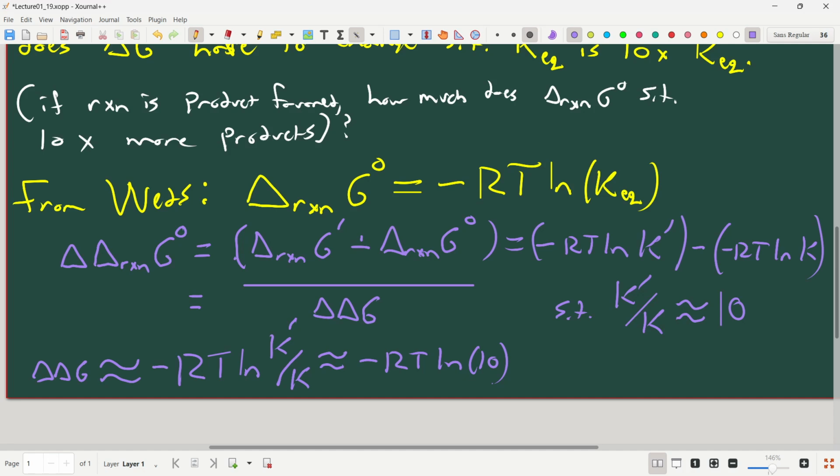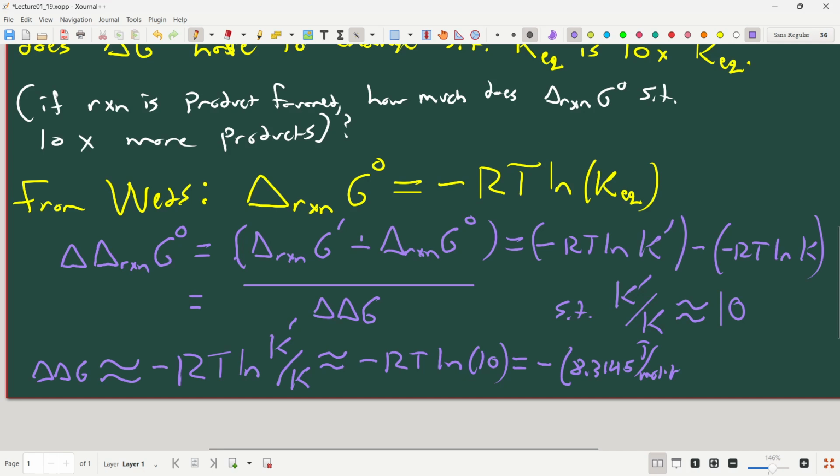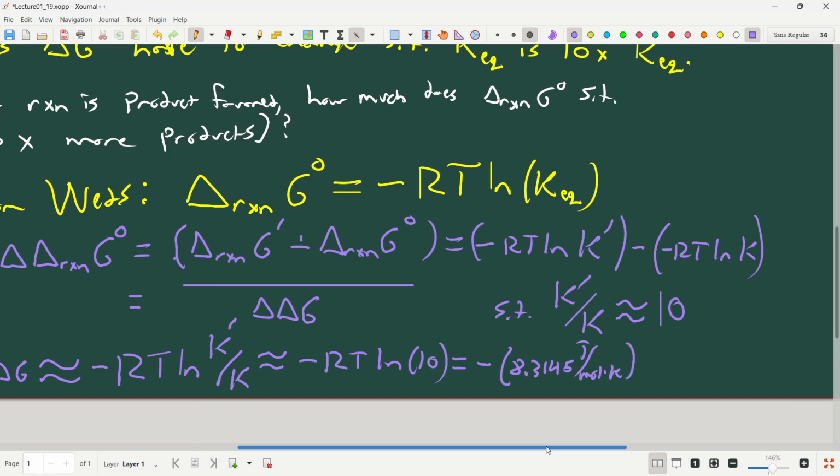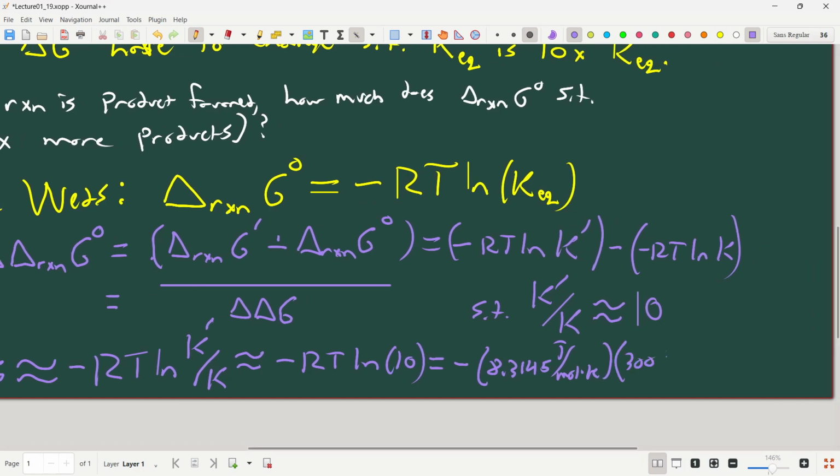Okay, so let's just calculate that. Let's do it at 300 Kelvin, just the normal temperature. R is 8.3145 joules per mole per Kelvin, times 300 Kelvin, times the logarithm of 10, which I'll just give you right now. It should be about 2.3 if I remember correctly. Yep, it is, 2.302.